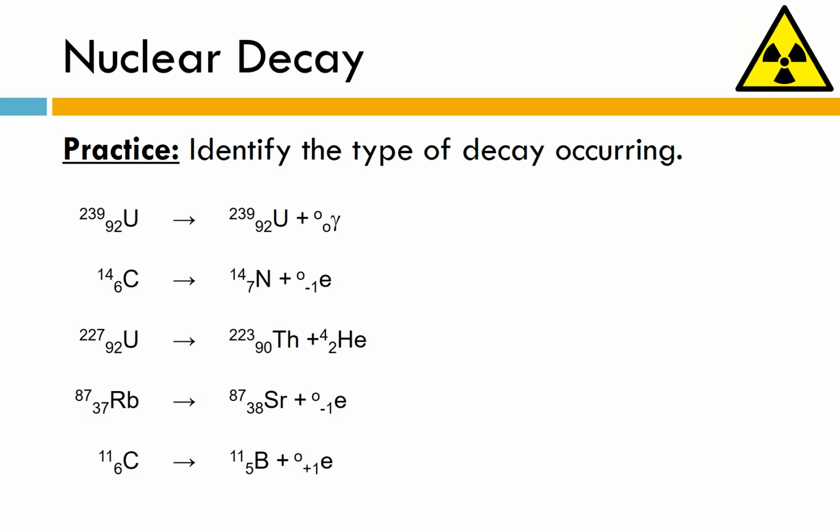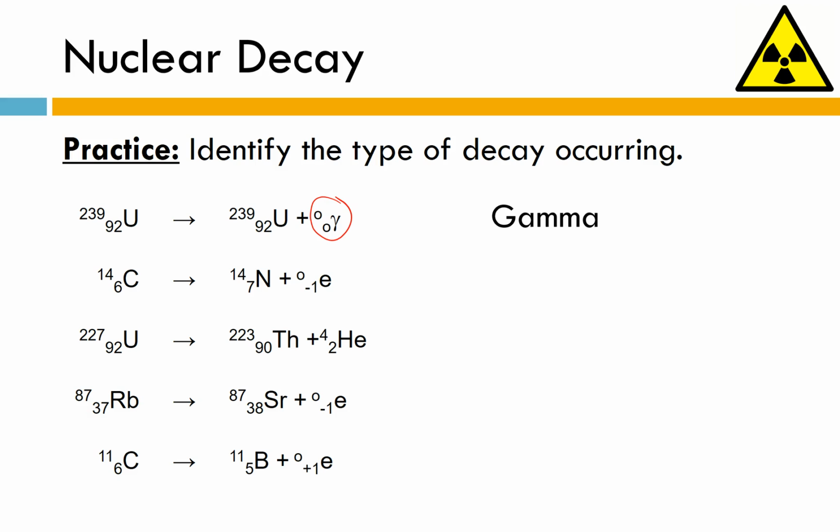What I'd like you to do is look at these equations, and see if you can identify, or classify, the type of nuclear decay that is occurring based on the decay particles that you see. For example, I'll do the first one with you. I've got uranium. I see that I've got this gamma ray here. So there is an extremely high likelihood that this is an example of gamma radiation or gamma decay. Go ahead and take care of the other 4 on your own.